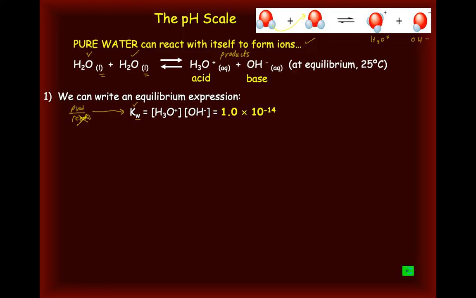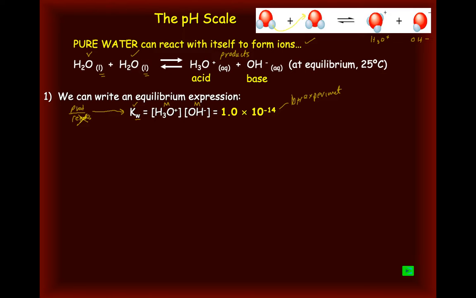All right. And what we find by experiment is that when we take the molarity of the acid and the molarity of the base in pure water, we're going to get this very small number, 1 times 10 to the minus 14. And that is by experiment. So this is a number that we've found by experiment.